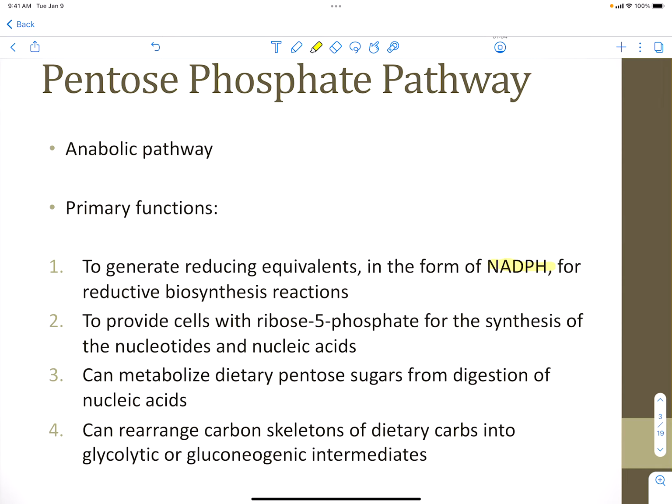Another reason for the pentose phosphate pathway is to generate our ribose, our 5-carbon sugars, which of course is going to be important for cells. We have to have ATP, which is going to use the 5-carbon sugars. Many cells need to divide, and they're going to need to make nucleic acids with that. And so you can also metabolize dietary pentose sugars as you're breaking down nucleic acids, so you're breaking down your purines and pyrimidines. And then we're also going to be able to feed back into glycolysis if that is necessary.